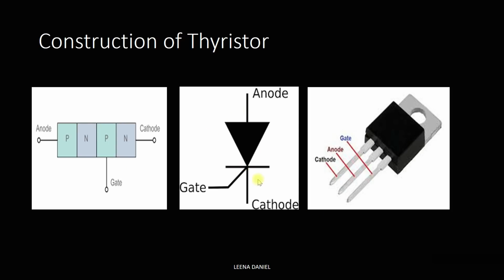This is the symbol of thyristor. It has 3 terminals: anode, cathode and gate. And this is the actual view of the thyristor. Here also 3 terminals are brought out. These are anode, cathode and gate, and here one hole is also provided to install this thyristor on the PCB.